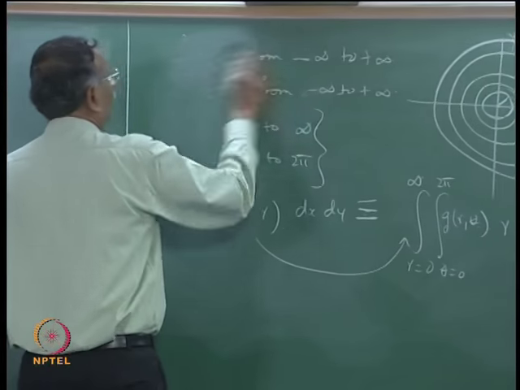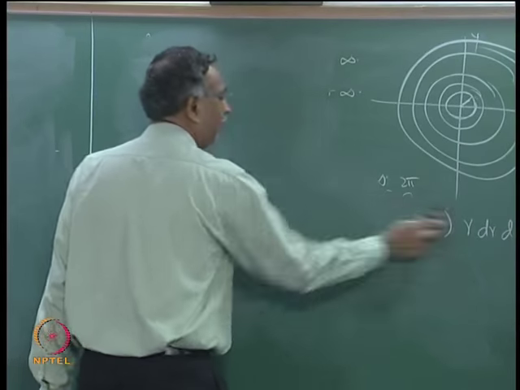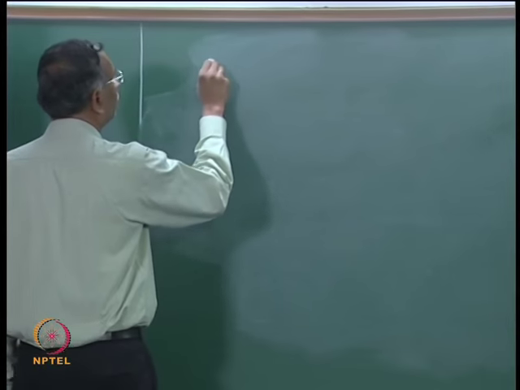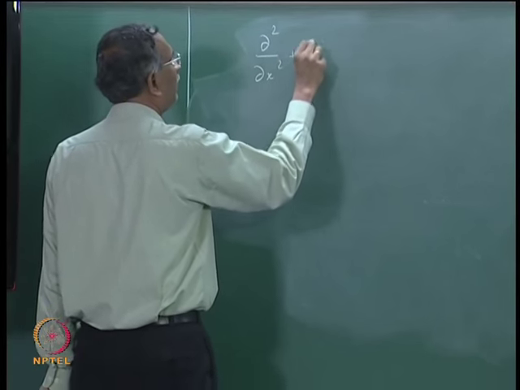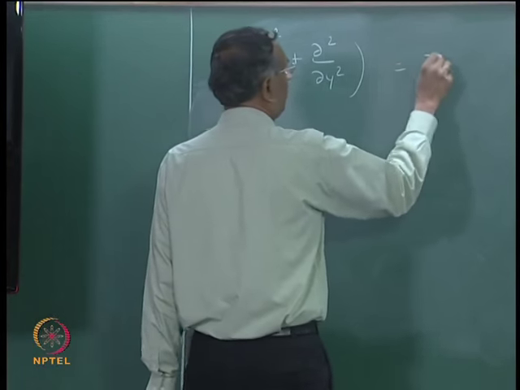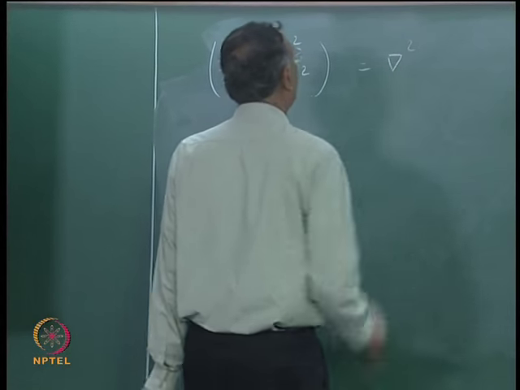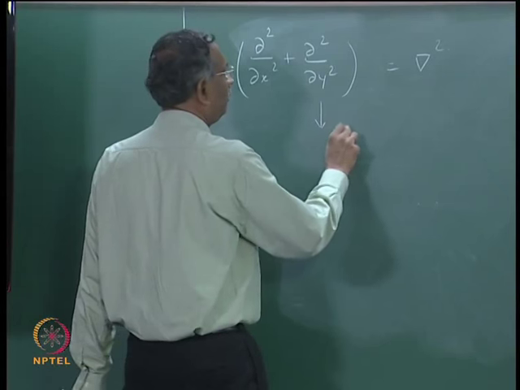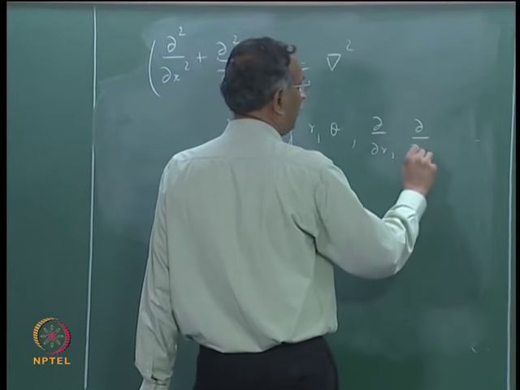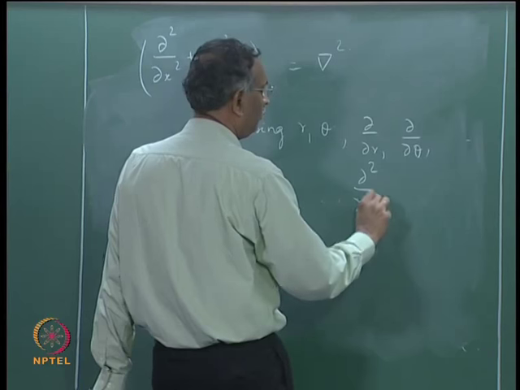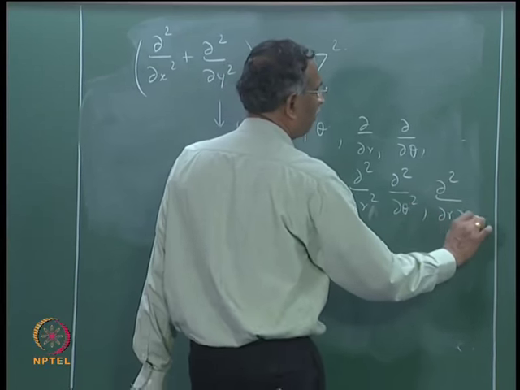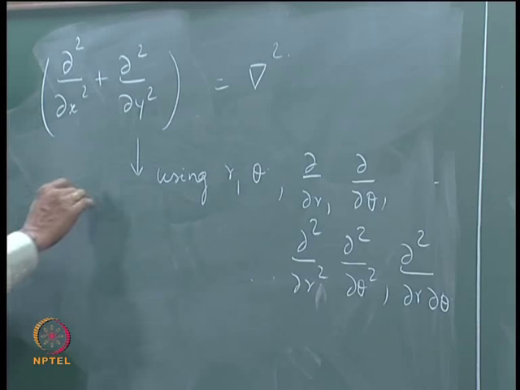Right. So, I will leave you with an exercise, namely, before we move on to the 3 dimensional coordinate system, calculate dou squared by dou x squared plus dou squared by dou y squared, which is the Laplacian in 2 dimensions. Usually, it is written as del squared. Okay. Write this using r and theta, dou by dou r, dou by dou theta, dou squared by dou r squared, dou squared by dou theta squared, and dou squared by dou r dou theta, if any of them are involved, okay. Using that, do the transformation.